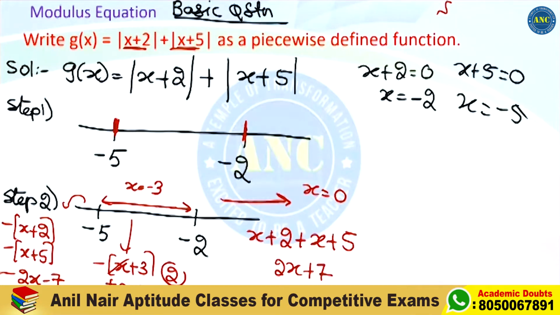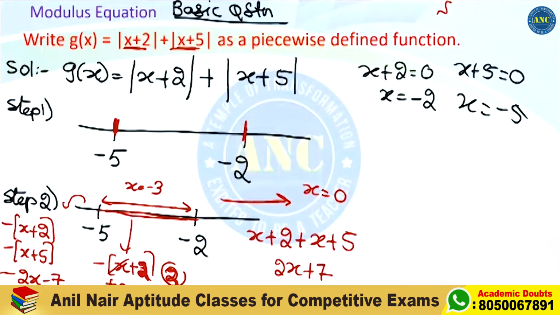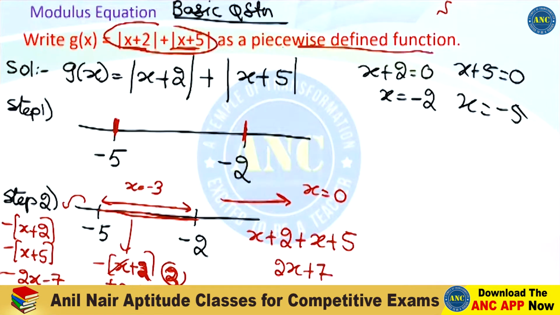From minus 5 to minus 2, take a value, minus 3. Minus 3 plus 2 is minus 1, which is negative. So it is minus of x plus 2. Then 5 minus 2 is nothing but 3. Obviously, from minus 5 to minus 2 the distance is 3 units. So in between, if you take any value, I will get a distance of 3 units. Minus of x plus 2, minus of x plus 5. I hope it is clear how to write a combination of two modulus functions as a piecewise function. Idea it is clear. Next one.